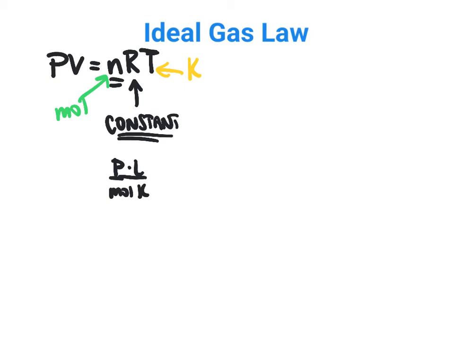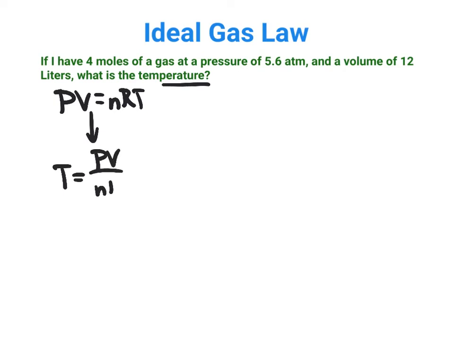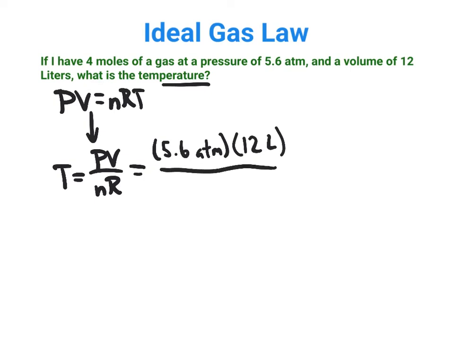Let's take a look at one really quickly. Here's one that says if I have 4 moles of a gas at a pressure of 5.6 atmospheres and a volume of 12 liters, what is the temperature? We simply use our equation PV equals nRT. In this case, we're trying to solve for T, so as we rewrite our equation, T equals PV over nR. P is 5.6 atmospheres. V is 12 liters. It's really important when you solve these that the volume is actually in liters.